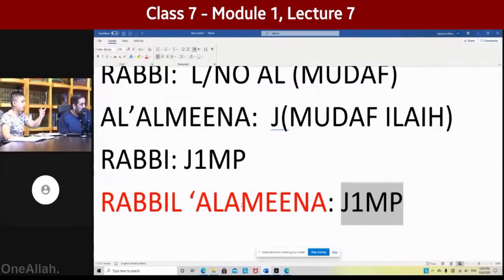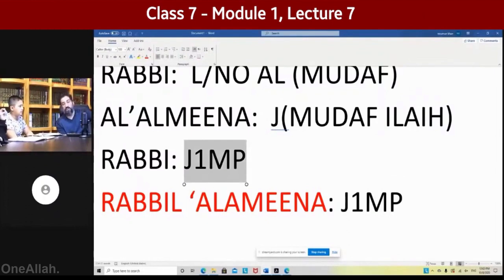So how would we get mudaf proper, though? The mudaf speaks for the entire idafa. Go ahead, your question. So how would you get the proper though without Alamina, because there's no al at the beginning? Right, because how did we get proper for Rabbi? What did we have to do? Because of the word Alamina. And now that you figured it out, this speaks for the whole thing. Oh, okay. Got it? Yeah.